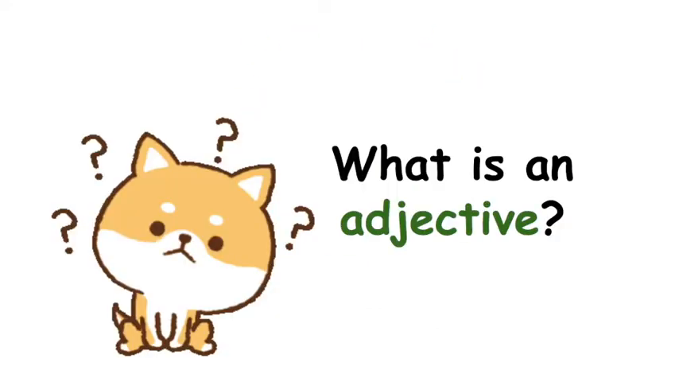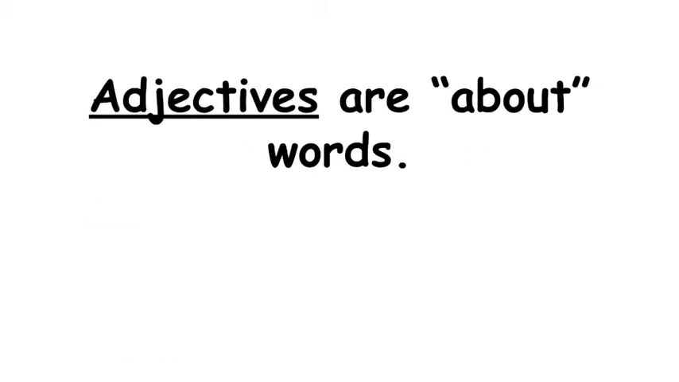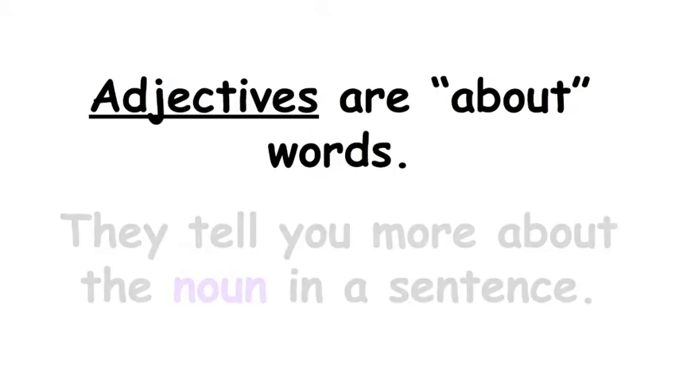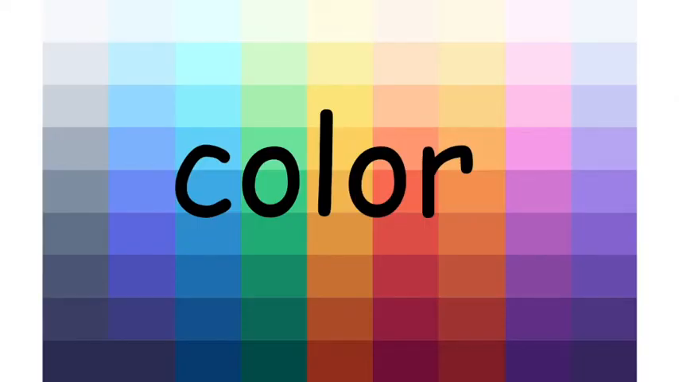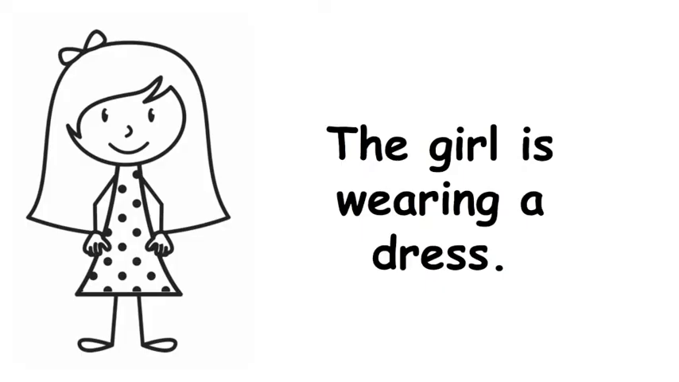Nouns and verbs. Now, let's go back to our question. What is an adjective? I will answer this for you, and then we will look at some examples. So adjectives are describing words. Now, what does that mean? It means they tell you more about the noun in the sentence. Okay? So, adjectives can be color. You guys know colors. We have blue, green, orange, red, purple. All right? So, adjectives can be color.